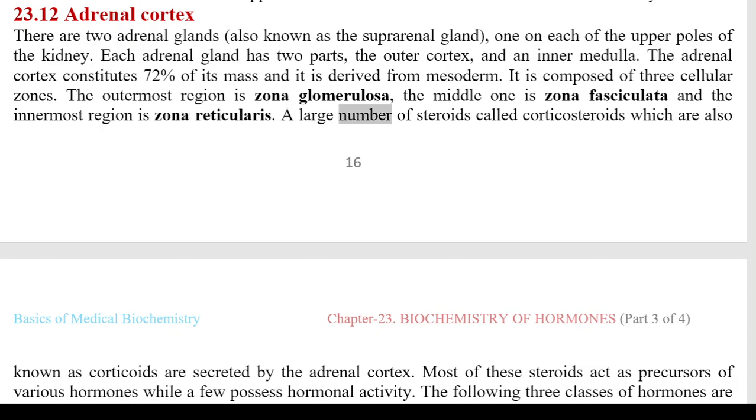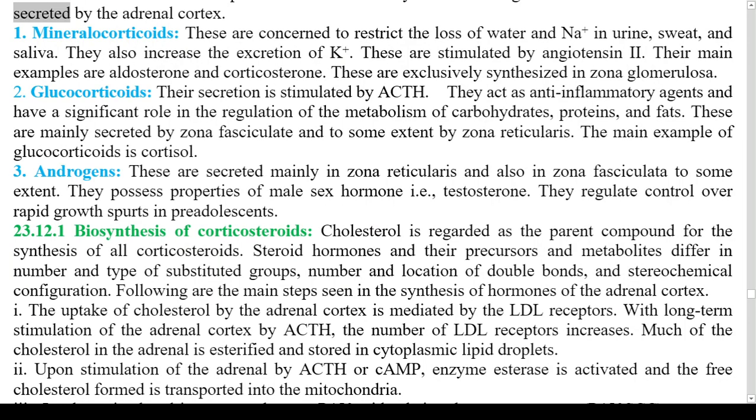A large number of steroids called corticosteroids, which are also known as corticoids, are secreted by the adrenal cortex. Most of these steroids act as precursors of various hormones while a few possess hormonal activity. The following three classes of hormones are secreted by the adrenal cortex.